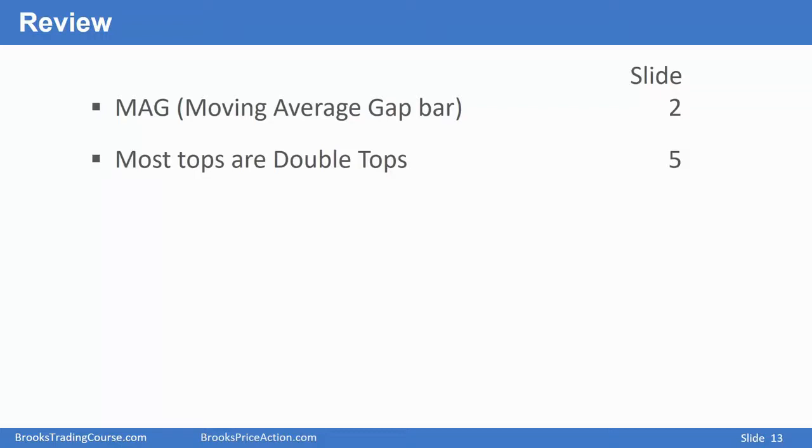Finally, I talked about how most tops are double tops. It doesn't matter if it's a higher high or a lower high, it's a variation of a double top. Most bottoms are double bottoms. Most major reversal bottoms are double bottoms. It can be a perfect double bottom, rare, or it could be a higher low, it could be a lower low, but most major trend reversals at the low come from some kind of a double bottom.